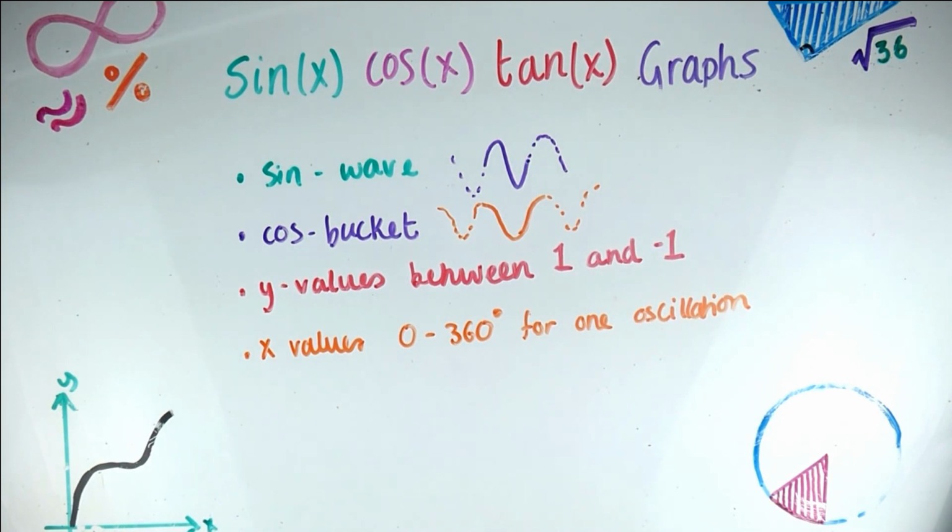And then for tan, it comes up less, but it has those undefined points for which it doesn't have values, also known as asymptotes.